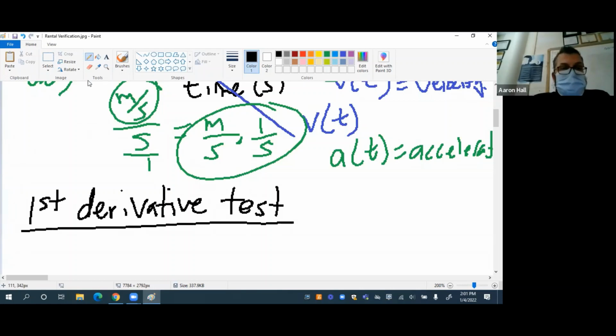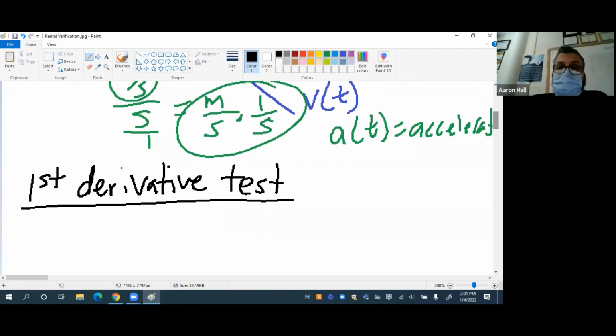Do you remember, or can you find the first derivative test in your notes? What's it, the monotonic property? Yeah, it just talks, and monotonic properties are what? Where the graph is increasing. Yeah, so the first derivative test just tells me where the graph is increasing and decreasing.